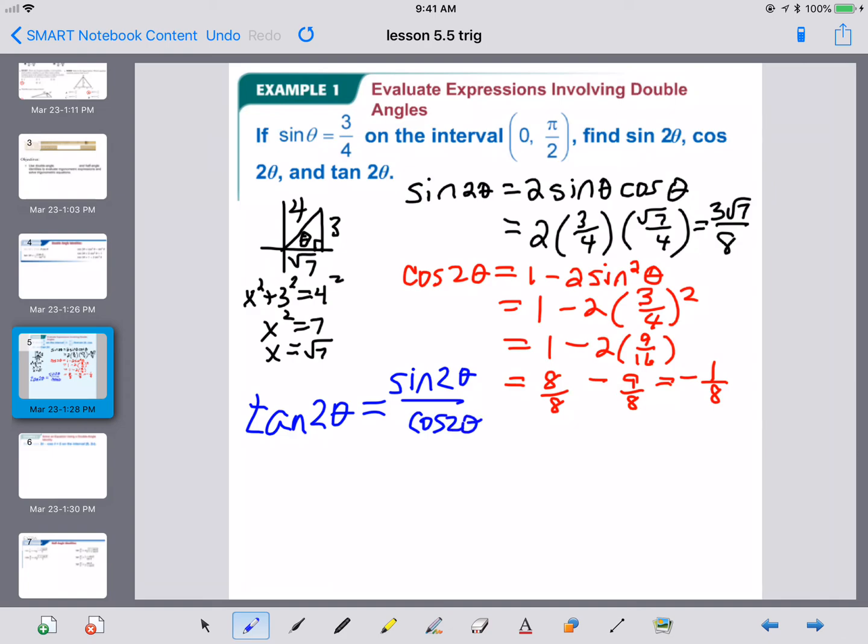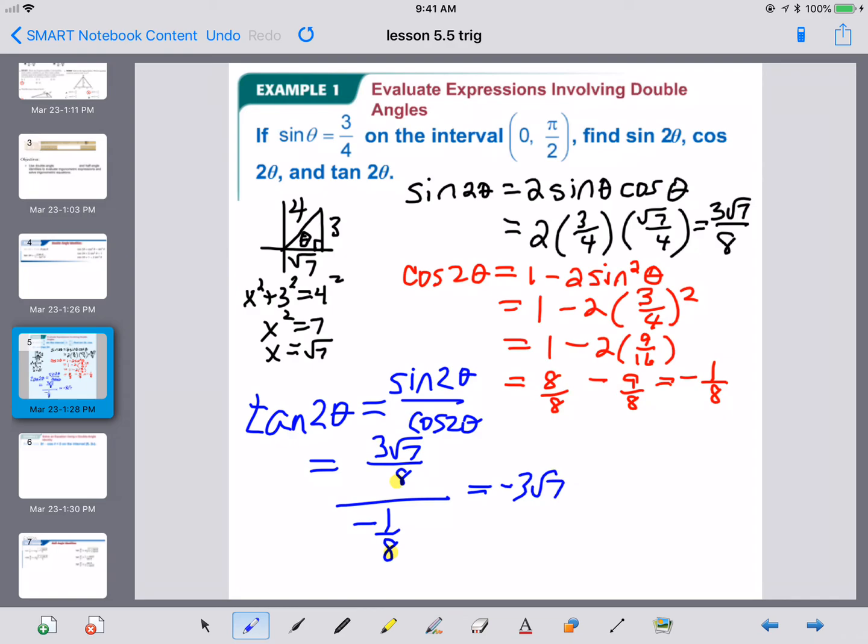They asked us for the sine of 2 theta and the cosine of 2 theta already anyway. So let's just put the sine of 2 theta, which is 3 radical 7 over 8, over the cosine of 2 theta, negative 1/8. The 8's are in a perfect spot to cancel, so it becomes negative 3 radical 7.